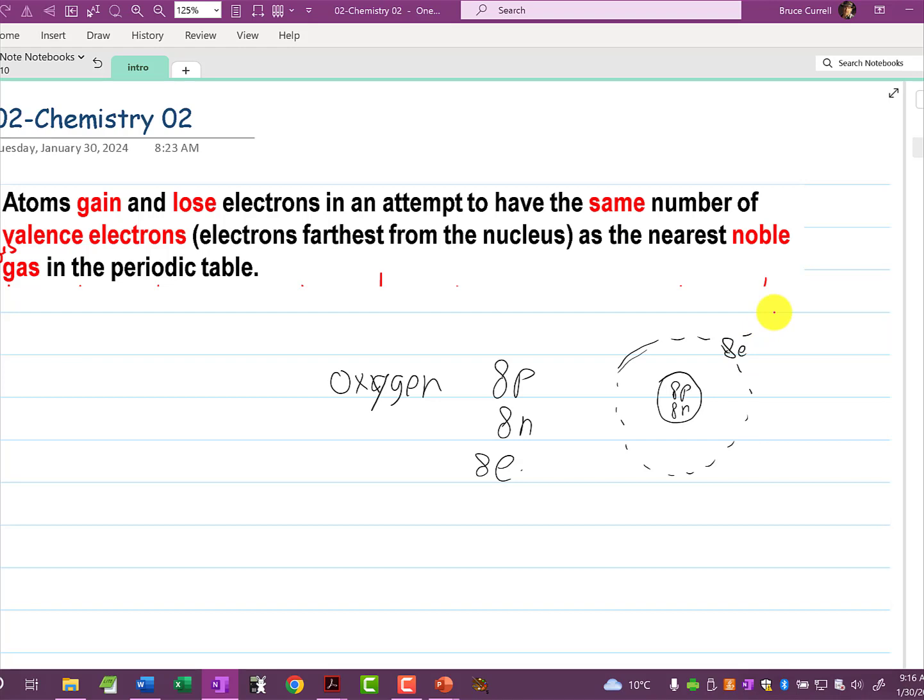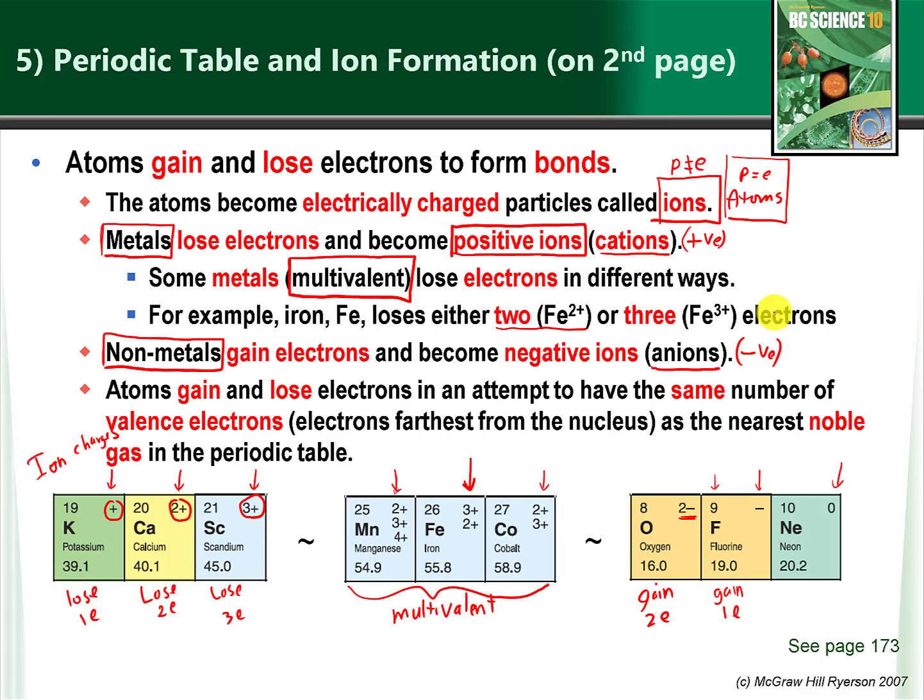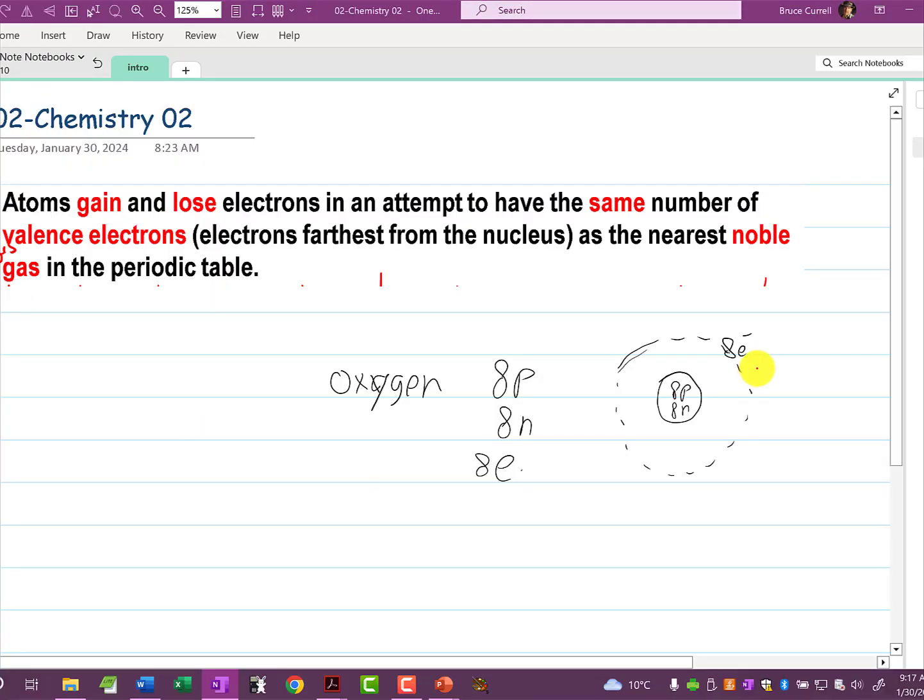But if we go back here, this is the periodic table. If we go 2 over to the right, this is a noble gas. Neon is a noble gas. And it wants to have the same number of valence electrons. So it wants to have 10 electrons because the noble gas neon has 10. So it's going to gain 2 more electrons. And if it gains 2 more electrons, it's going to have a total of 10 electrons.